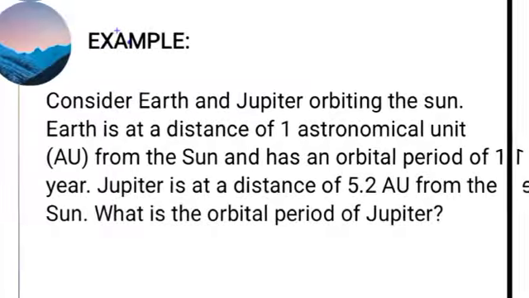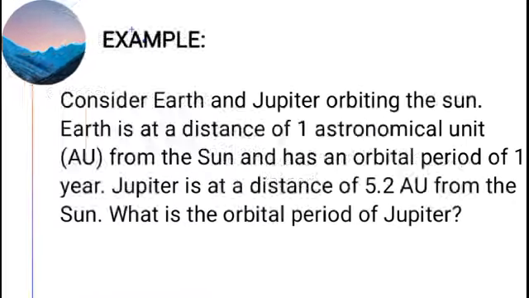Let's apply that. Earth is one astronomical unit, or 1 AU, away from the Sun, and it takes 1 year to orbit. Jupiter, on the other hand, is 5.2 AU away. By using Kepler's third law, we find that Jupiter's orbital period is about 11.9 Earth years. This shows how distance and time are connected. The farther the planet, the slower it moves in its orbit.